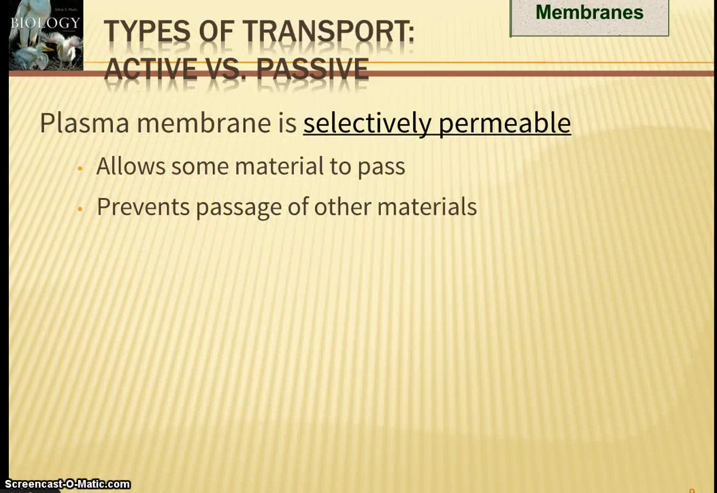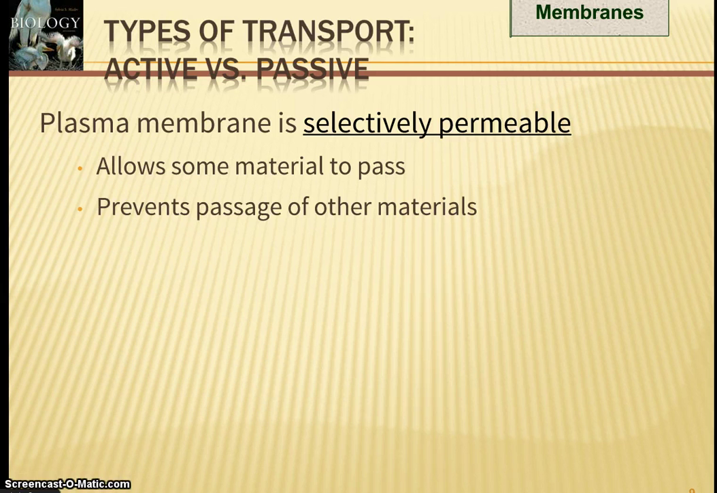Alright, one more thing about the cell membrane. We say the cell membrane is selectively permeable. Permeate means to get through. So that means things can get through. Selectively means it is able to decide which things get through and which things don't.